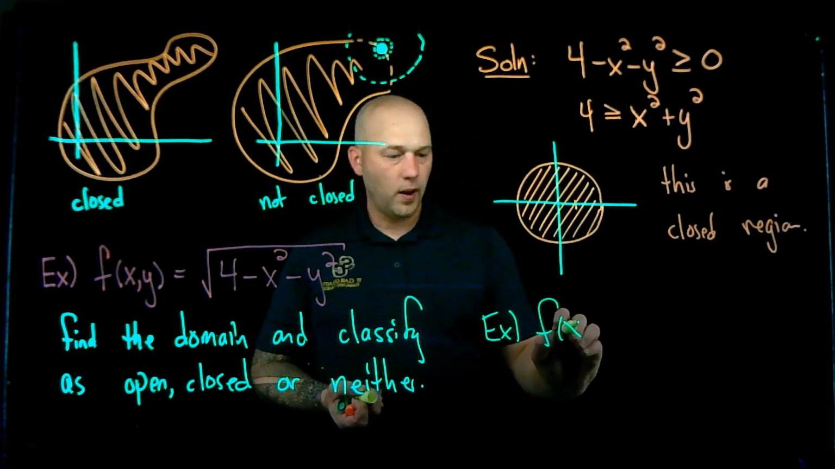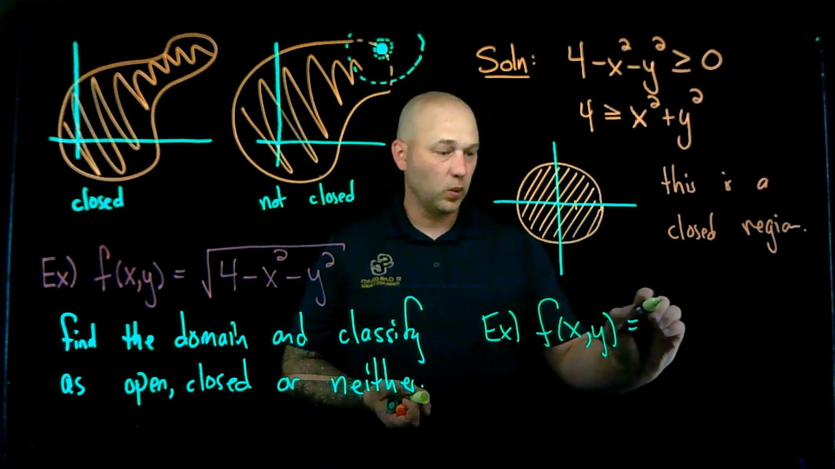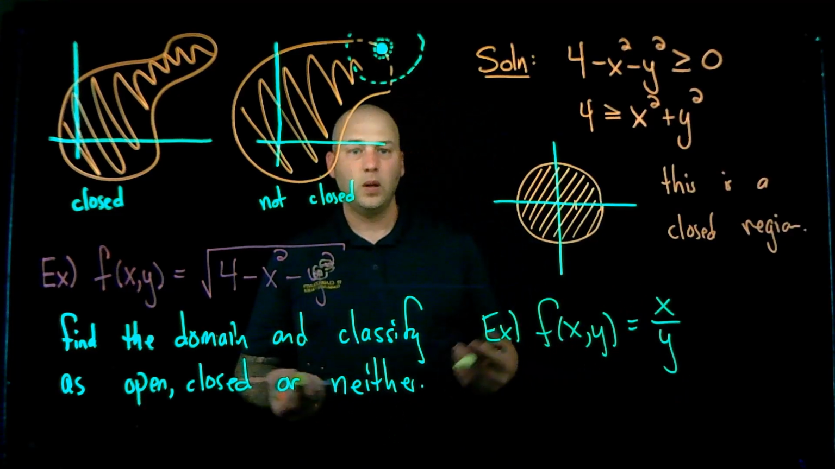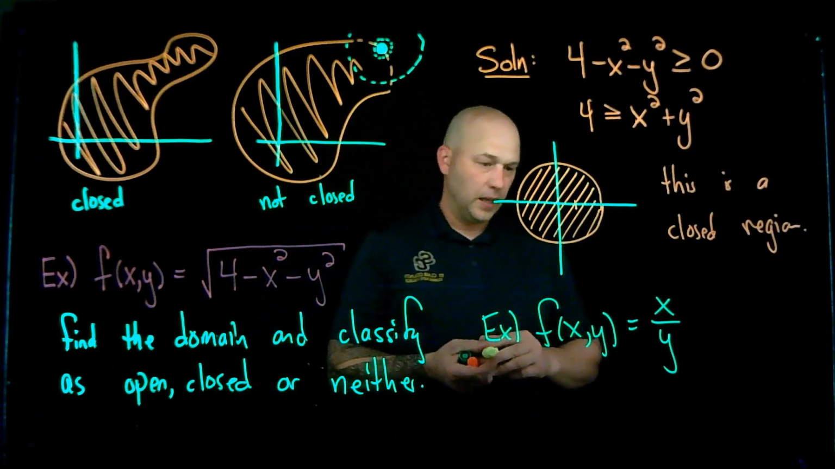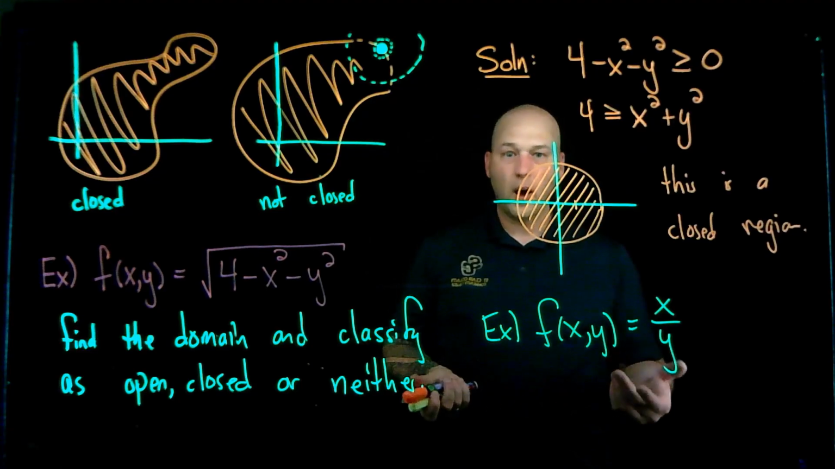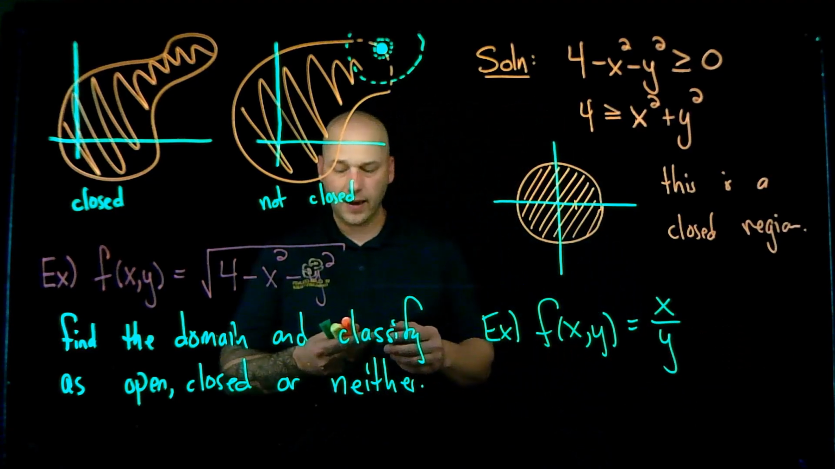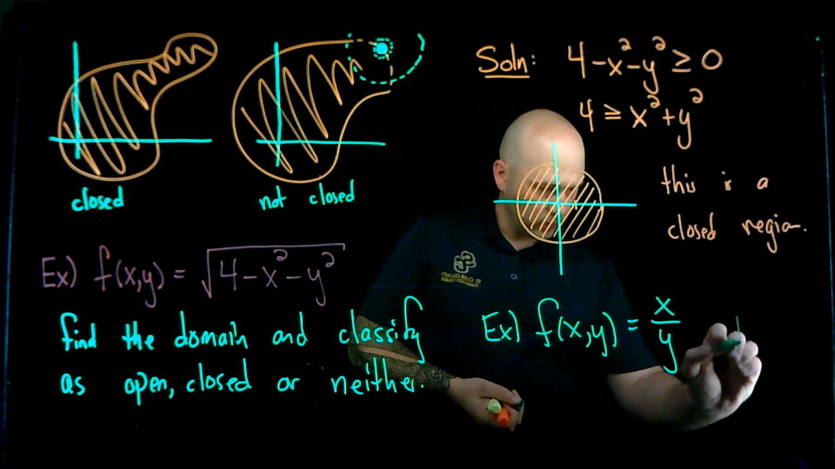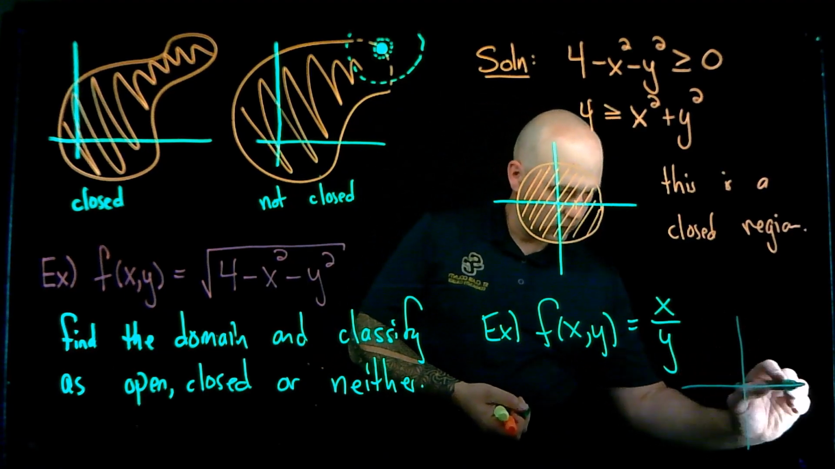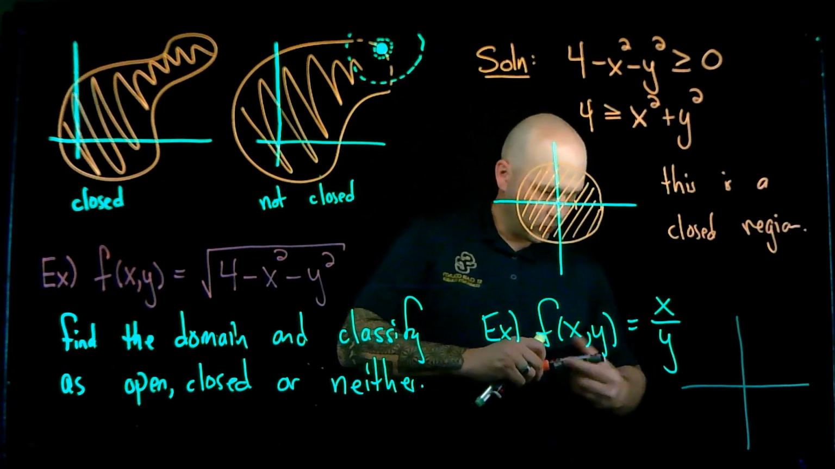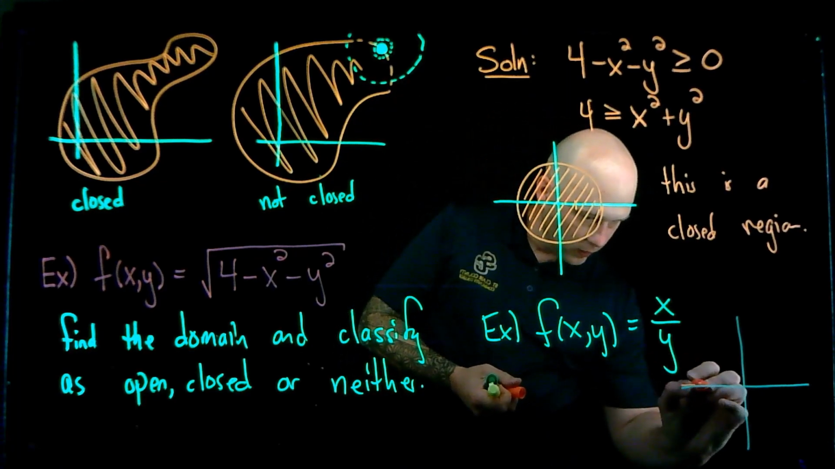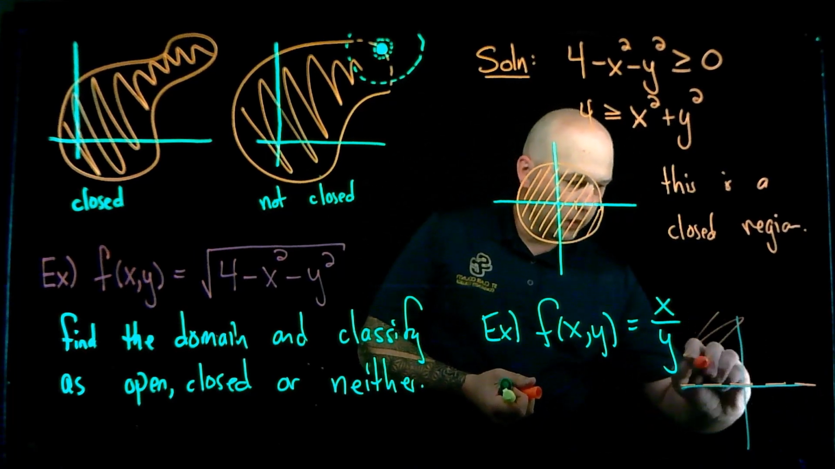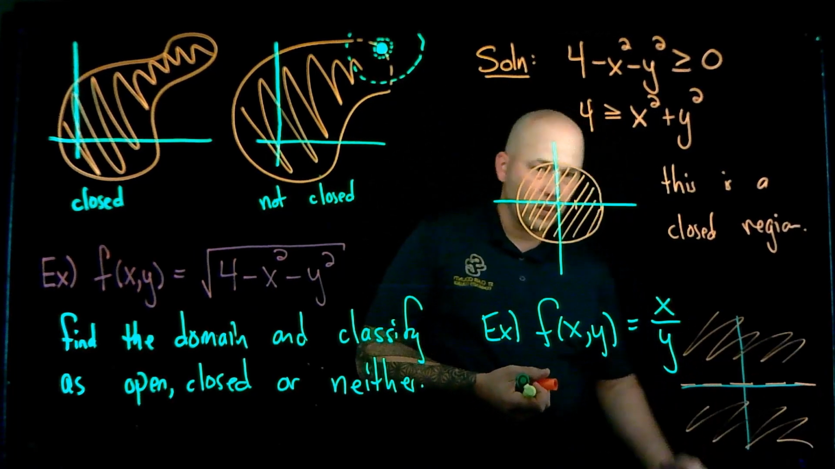All right. Similarly, if I say f of xy equals, let's say, x over y, well, what's the domain of that? Well, it's everything except for when y is 0, which would be the x-axis. So that means that my domain would look like this. I'm going to exclude the x-axis, but I'm including everything above and I'm including everything below.